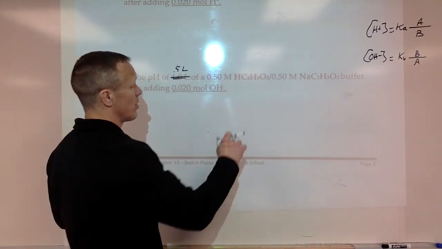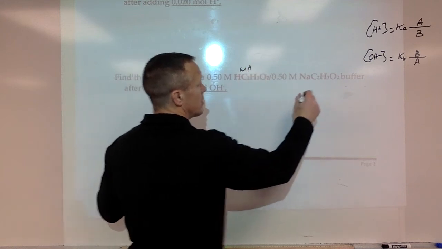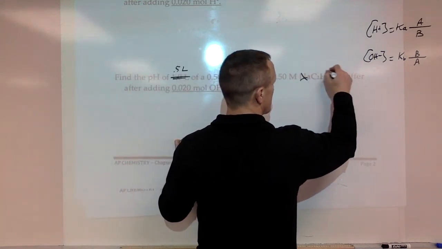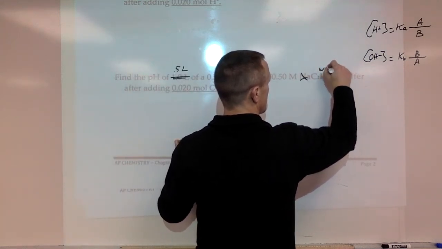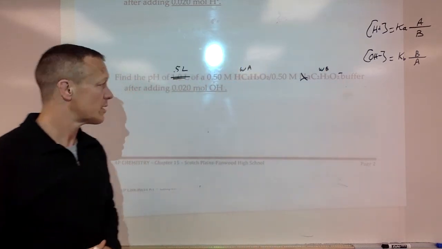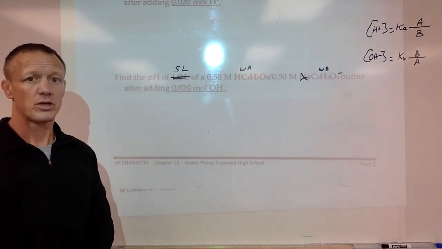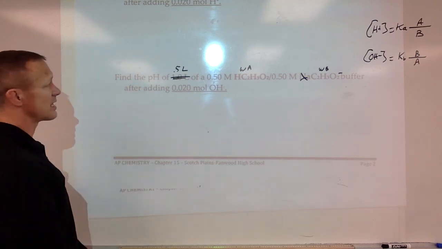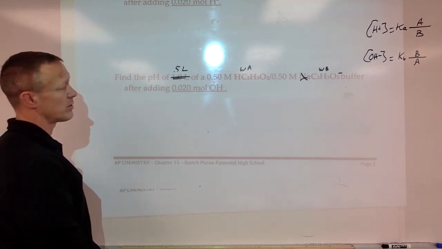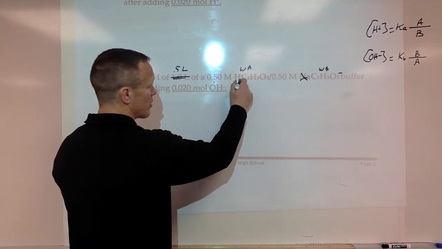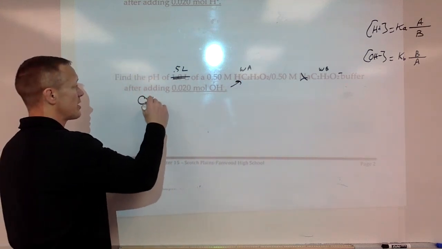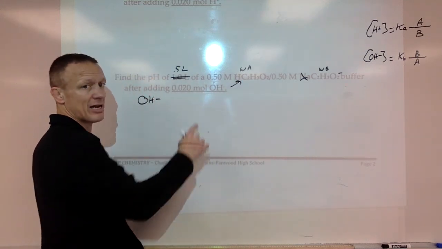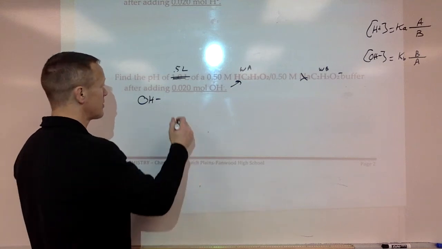We have our weak acid. And remember, this is not affected. This is our conjugate base. This time we're adding 0.02 moles of OH negative. Okay, so let's think about our reaction now. OH negative will react with the weak acid. Again, this is probably being added by something like sodium hydroxide or potassium hydroxide.